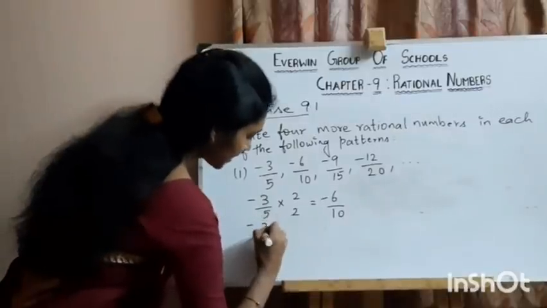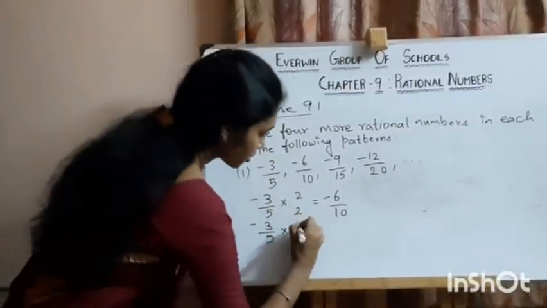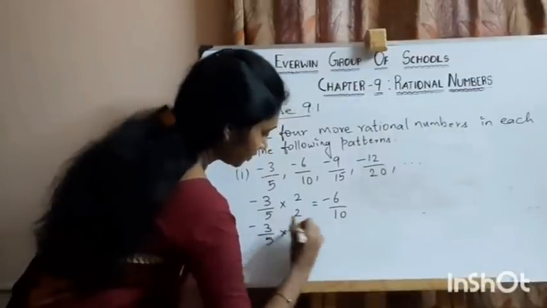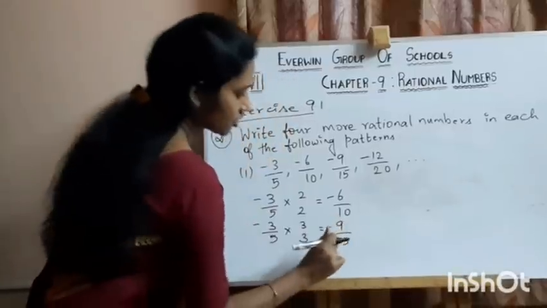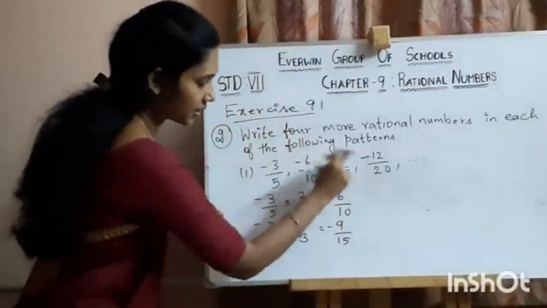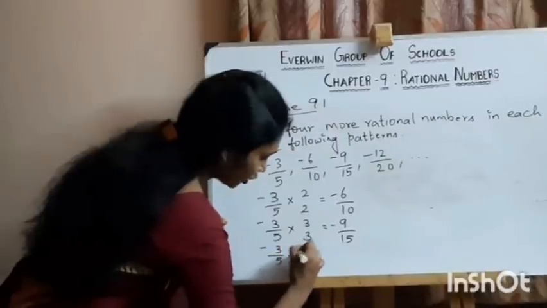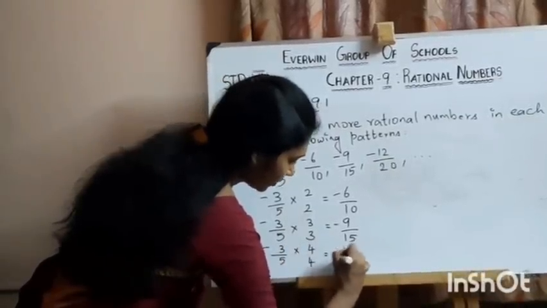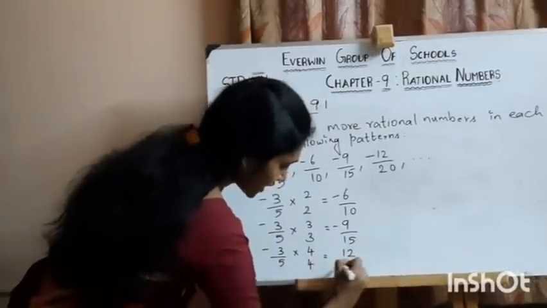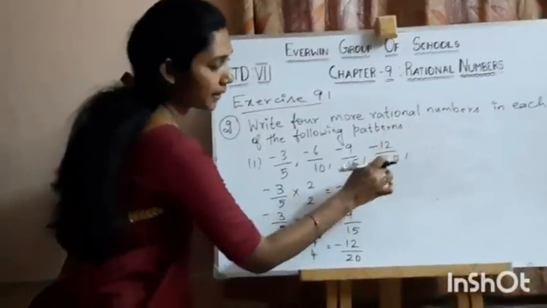Similarly, minus 3 by 5 into, what is the next number? 3. So, 3 3s are 9, 5 3s are 15, minus. So we have got the third rational number. Then minus 3 by 5 into 4 and 4. 3 4s are 12, 5 4s are 20, minus. So we have got this minus 12 by 20.